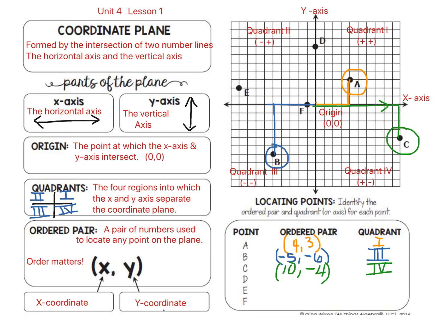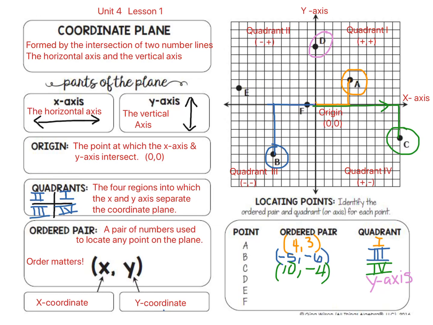All right, let's try to find how do we get to point D? Well, if you look up here, I see point D is resting directly on top of the y-axis. So when you're sitting on an axis, you're not in any of the quadrants. You're simply on the axis.